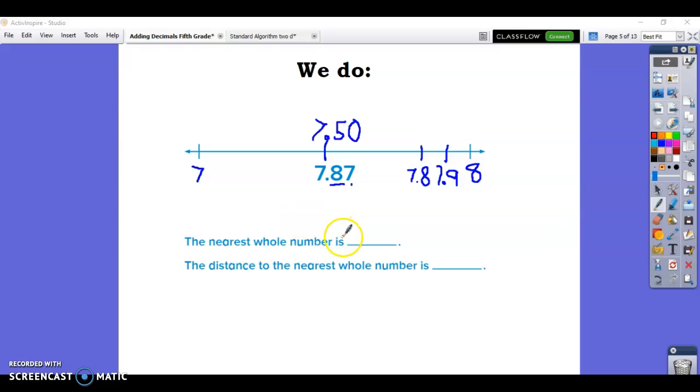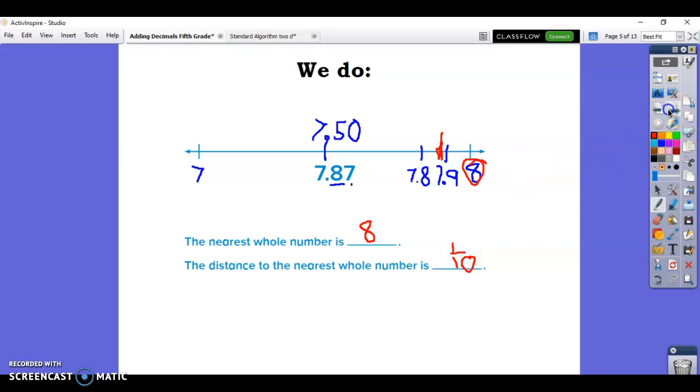So if you're looking at rounding it to the nearest whole number, you have 7 and 87/100ths, which is going to be somewhere right about here, which is very close to 7 and 9/10, which, if we look at that, is closer to 8. So your closest whole number is going to be 8. And the distance to the nearest whole number is about 1/10 still, or estimate about 1/10.